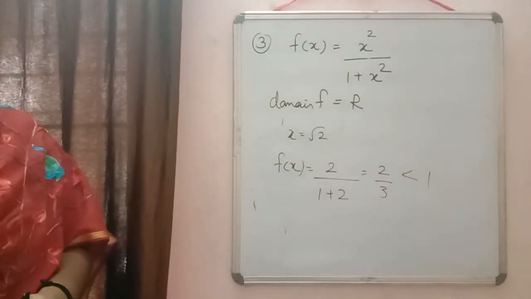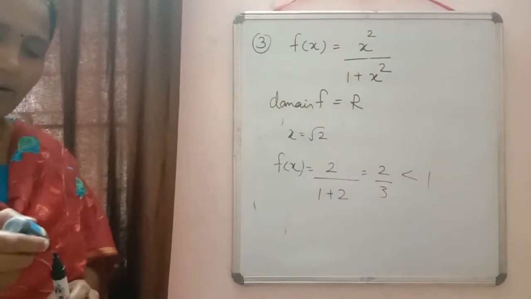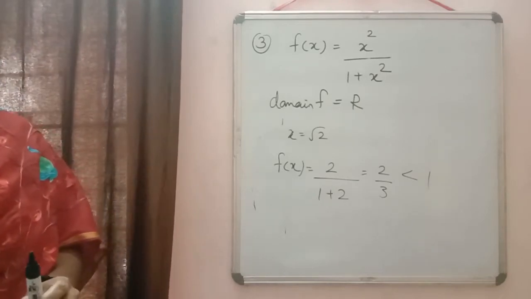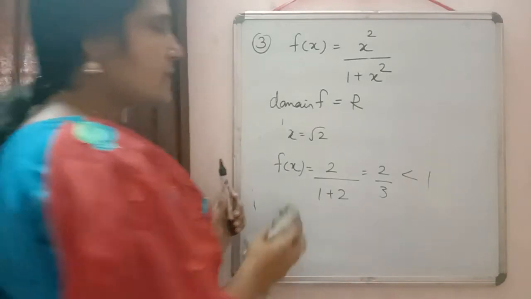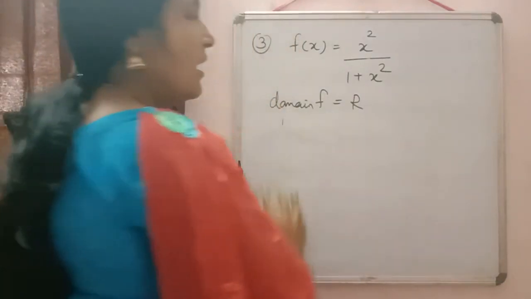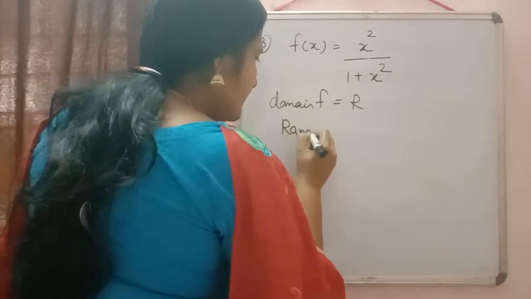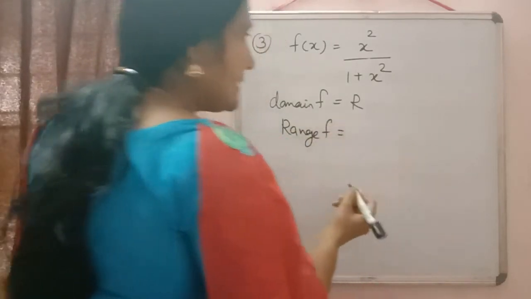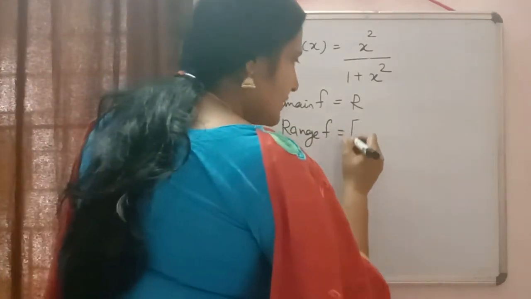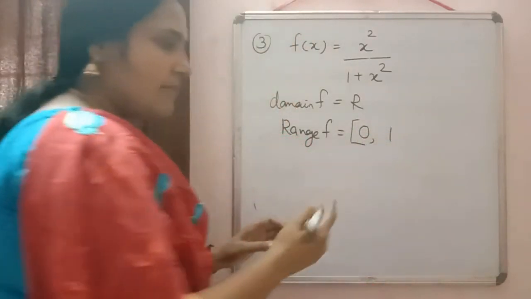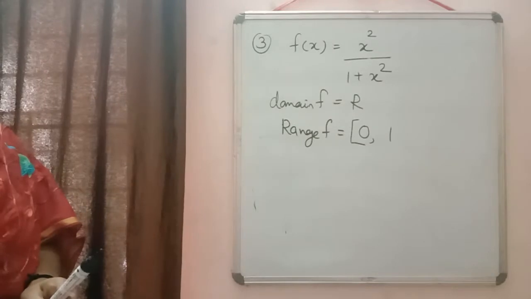So what did we get there? When we took x equal to 0, we got f of x equal to 0. And the rest of the values are all less than 1. So we will write down the range of f. We know it can take the value 0, so it can take the value 0 and then 1. Whether 1 will be open or closed.